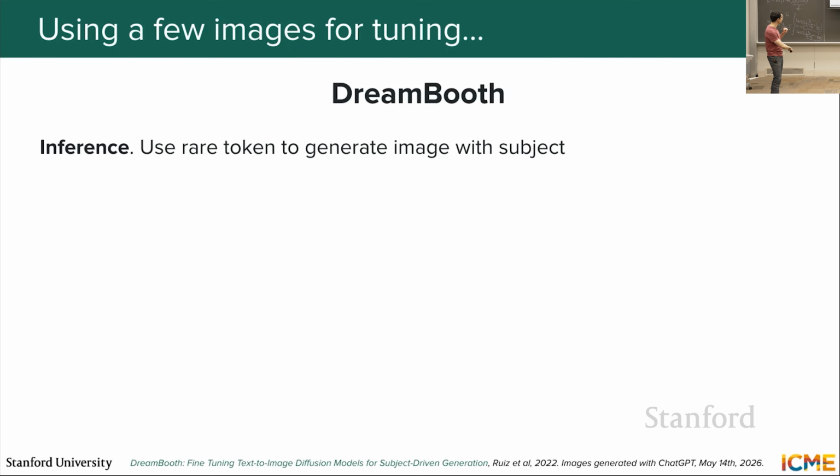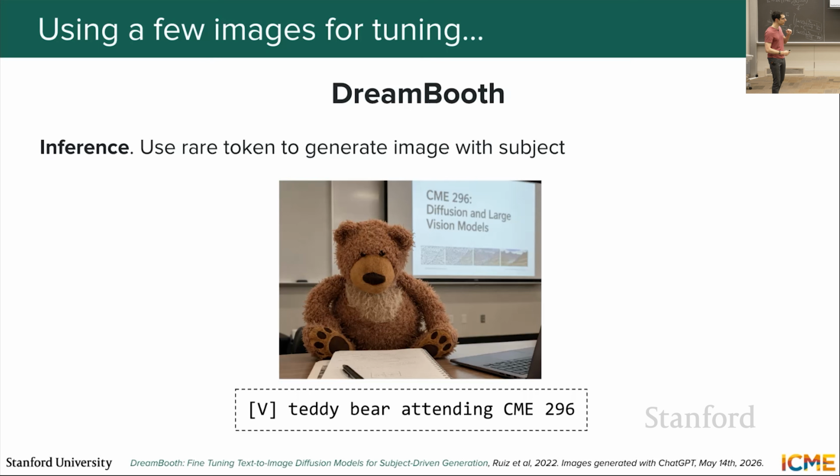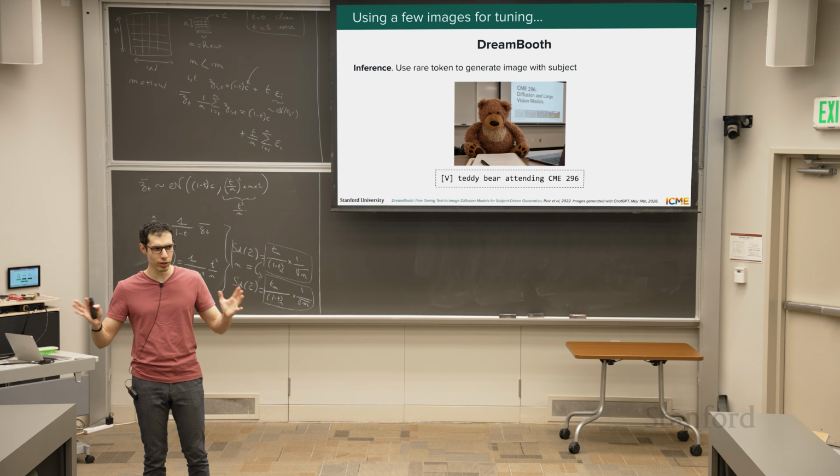So when you do that training, what you're able to do is to use that rare special token that you have trained your model on, and then generate new images in specific settings. So here, the special token teddy bear attending CME296. So this is how a teddy bear would look like. So that method is great.